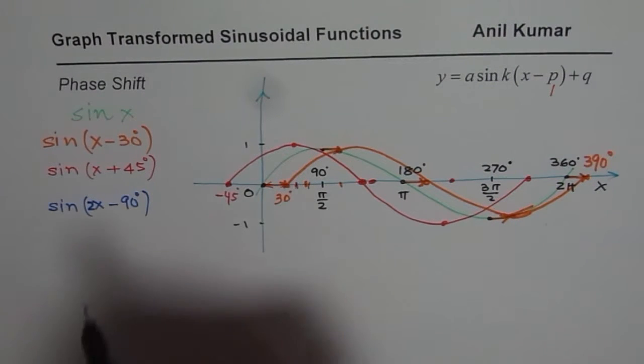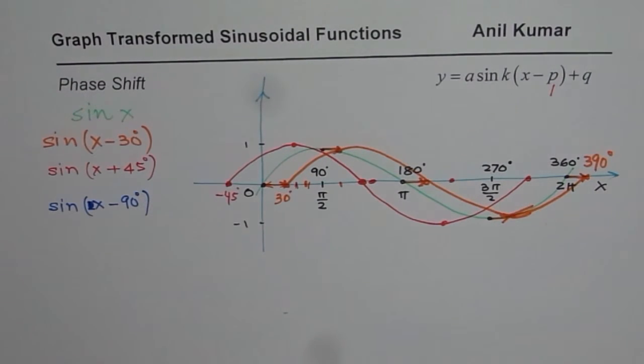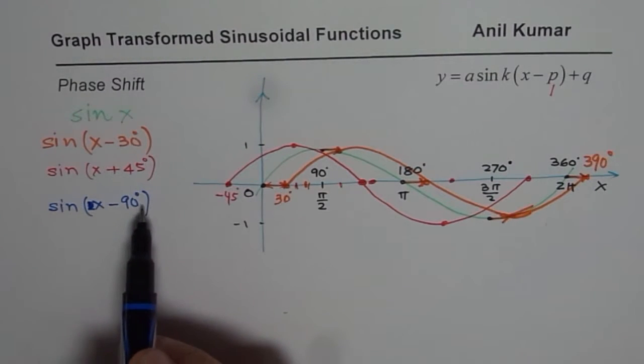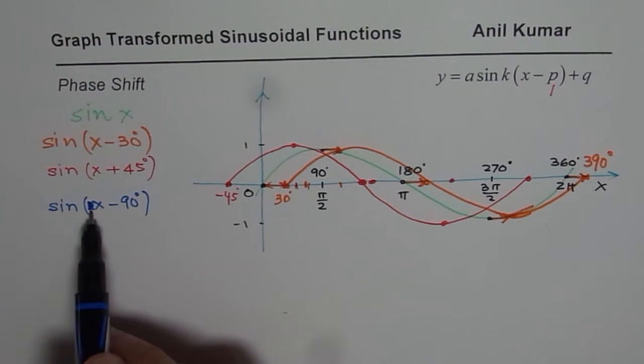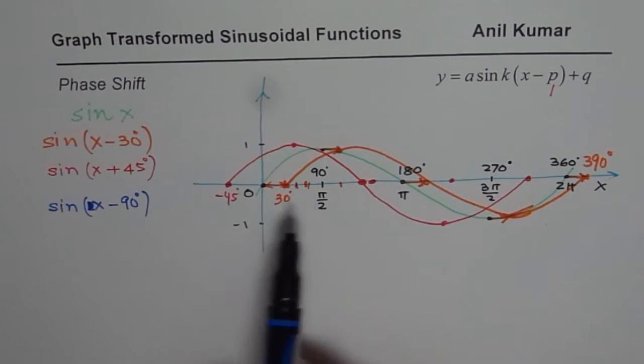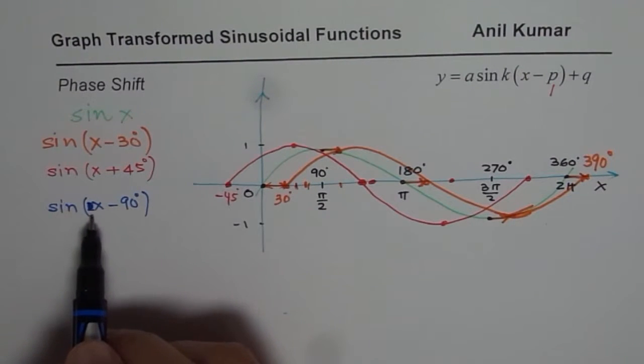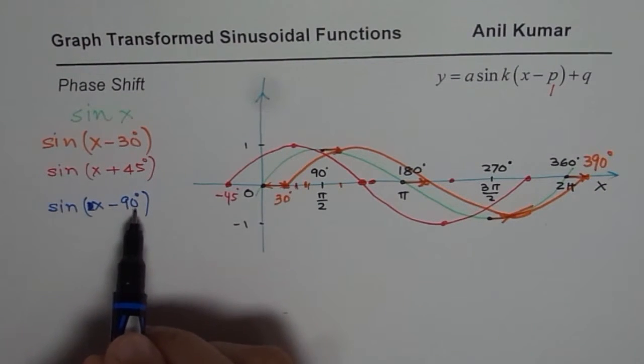Well, I should not take this example at the moment. We'll just keep it sine x minus 90 degrees, because the 2x will change the time period also. So we'll have half the cycle. I'll not complicate the matter; we'll take those in the next video. So let us have sine x minus 90 degrees.